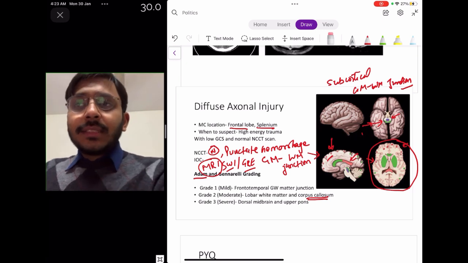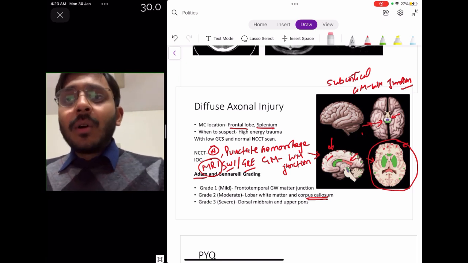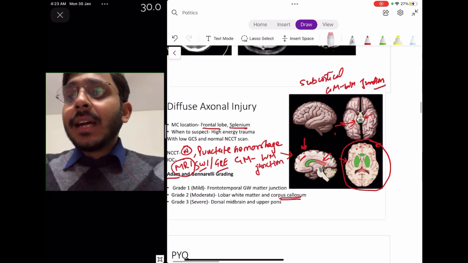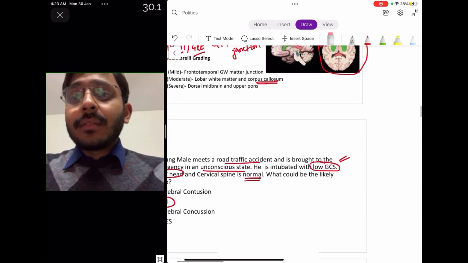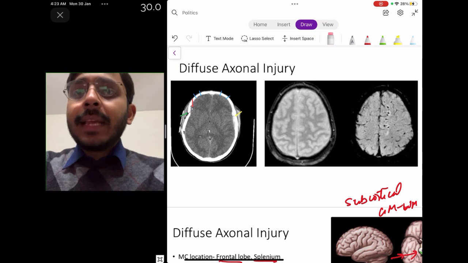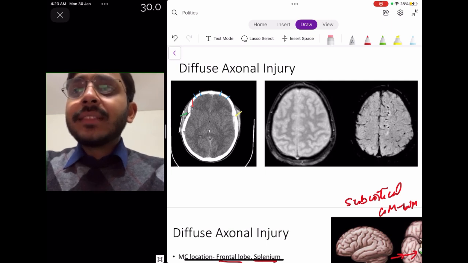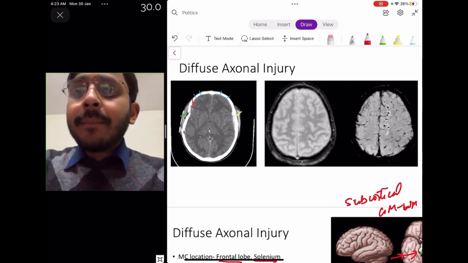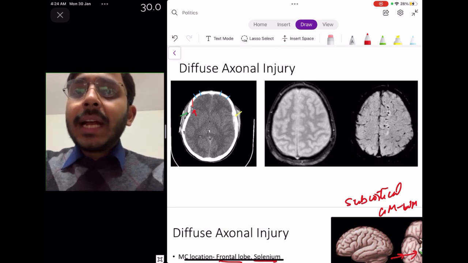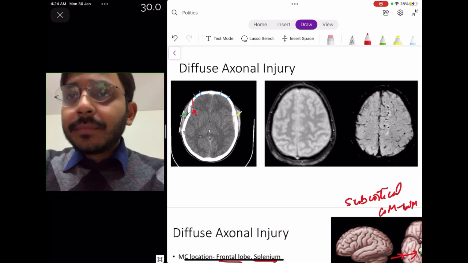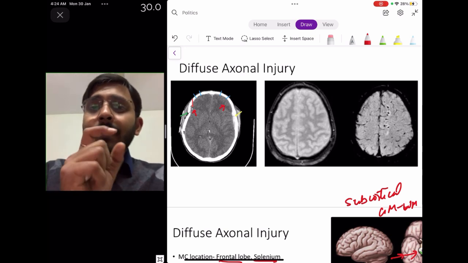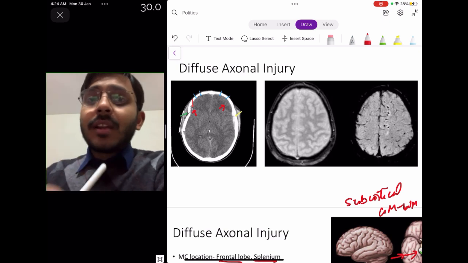The findings on the NCCT can be either normal or they can be punctate hemorrhages occurring at the gray white matter junction. So here in the image on the left hand side, you can see that there are these punctate hemorrhages which are seen in the frontal lobe at the gray white matter junction. Here also you can see, and these are very fine small hemorrhages which are seen on non-contrast CT.